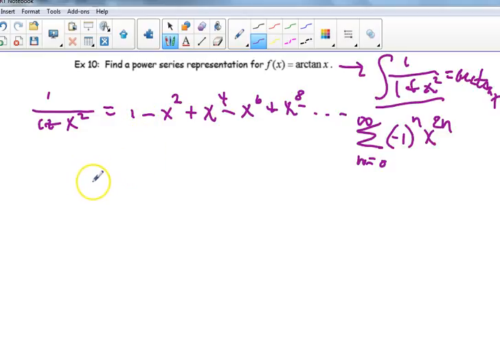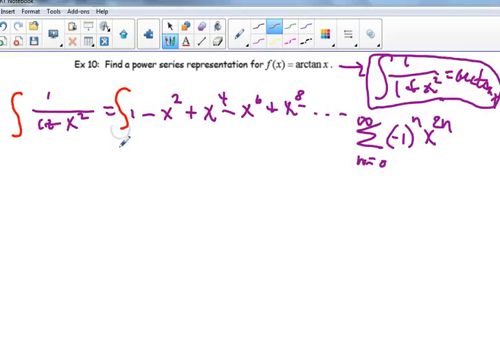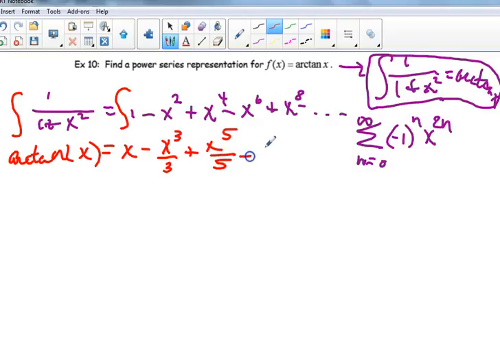Okay. Well, arctangent, we just said, was the integral of 1 over 1 plus x squared. So again, I'm going to integrate this series term by term, and then integrate the general term in the same way. And again, we're going to have a c value, and we'll talk about that in just a second. So this is now arctan x. So that's going to be x minus x cubed over 3, similar to what we just did, plus x to the 5th over 5, minus x to the 7th over 7.